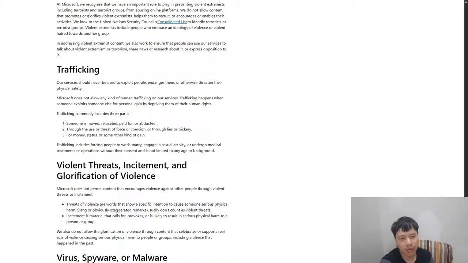Microsoft does not allow any kind of human trafficking on our services. Trafficking happens when someone exploits someone else for personal gain by depriving them of their human rights. Trafficking commonly includes three parts. Someone is moved, relocated, paid for, or abducted through the use of or threat of force or coercion, or through lies or trickery for money, status, or some other kind of gain. Trafficking includes forcing people to work, marry, engage in sexual activity, or undergo medical treatments or operations without their consent. And it is not limited to any age or background.